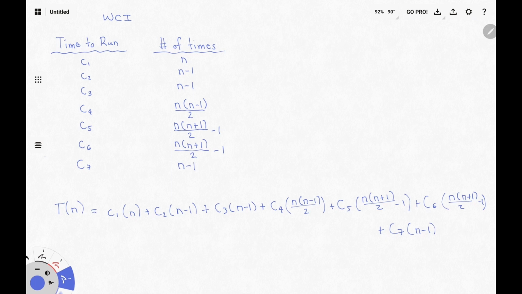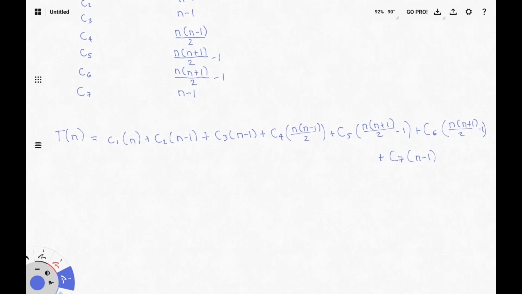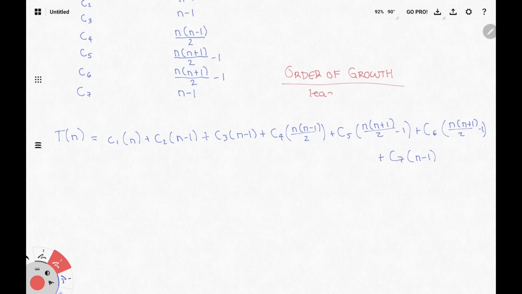And if you think that sucks, I can't do that for every single algorithm, well, you're in luck, because we actually don't care about most of this function here. The reality is, when we are considering algorithms, what we are concerned about really is what is called the order of growth. And what is the order of growth? Really, that is just the leading term of our function. So in this case, what is this going to be?